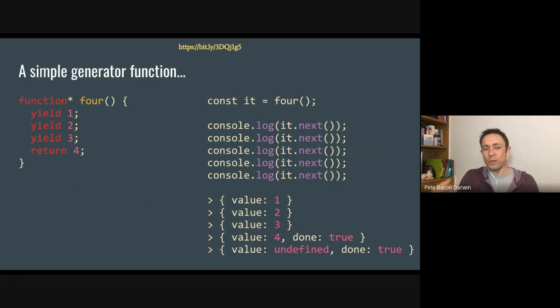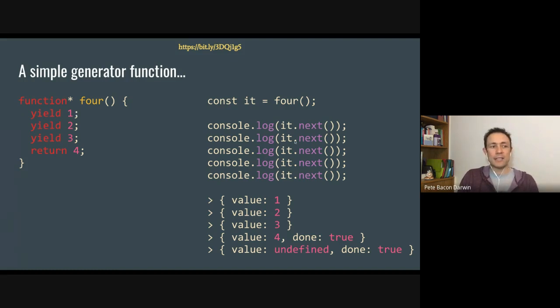Then every time you call next, it will execute the statements in the function until it hits one of these yield expressions. When it hits the yield expression, it stops. And that is what will be returned from a call to next. So when we call this first next here, it will execute through until we hit this yield 1. And the 1 is what gets returned to this console log. And then it pauses. So basically, the generator function will pause at that point and stop executing.